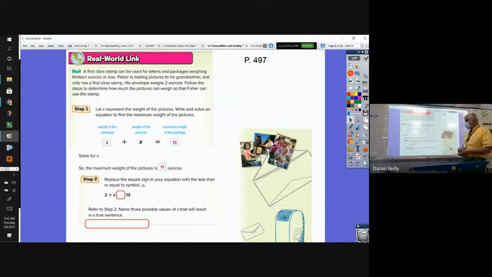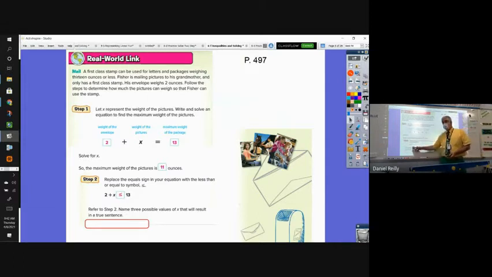So to represent that, instead of saying that the weight of the pictures has to be equal to 11, I can say that the weight of the pictures plus the envelope has to be less than or equal to 13. Okay, this is really what the situation is: the amount of pictures that I have plus the envelope has to be less than or equal to 13 ounces. If it's exactly 13 ounces, that's okay. The stamp covers that much. That's why the equal to sign is included.